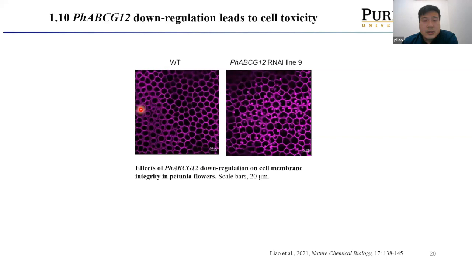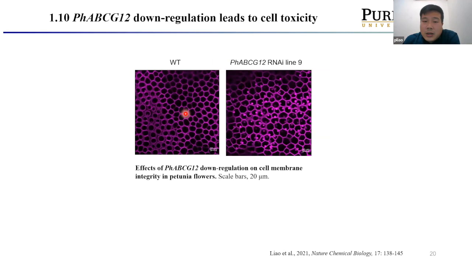So here, for example, this is the wild type. We are using PI staining, this is the propidium iodide here. So for the intact cell, if there is no defect in the plasma membrane, this PI staining solution cannot go inside to the nucleus. Okay, so it cannot stain the nucleus.